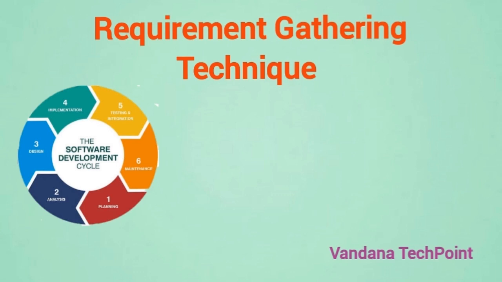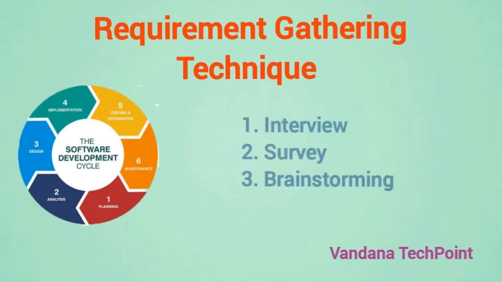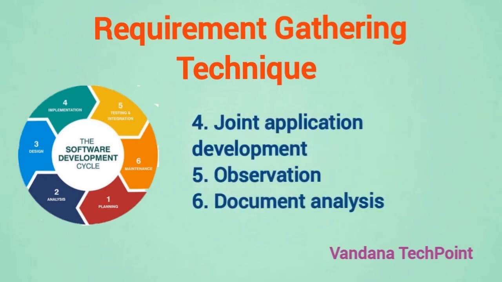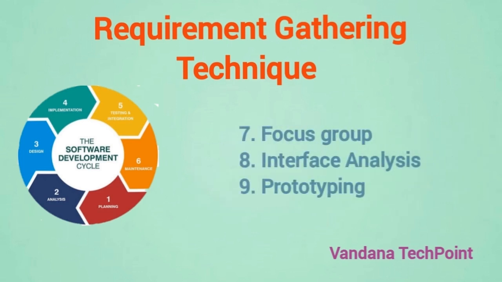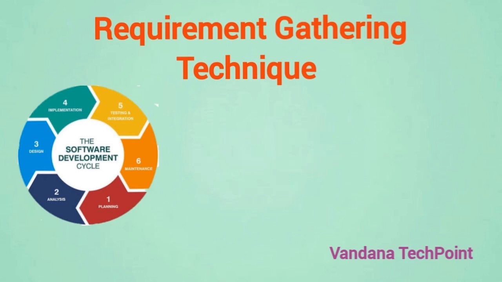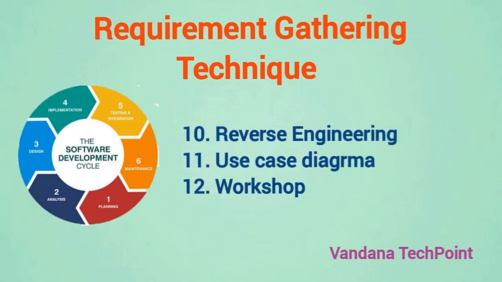Now we will understand requirement gathering techniques. To gather the requirements, there are 12 methods. That is, first, interview, second, survey, third, brainstorming, fourth, joint application development, fifth, observation, sixth, document analysis, seventh, focus group, eighth, interface analysis, ninth, prototyping, 10th, reverse engineering, 11th, use case diagram, 12th, workshop. So, these are the requirement gathering techniques.